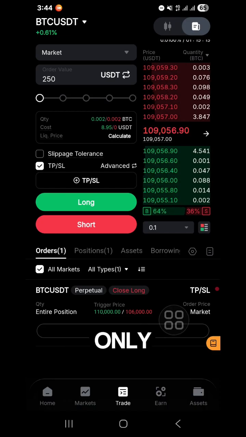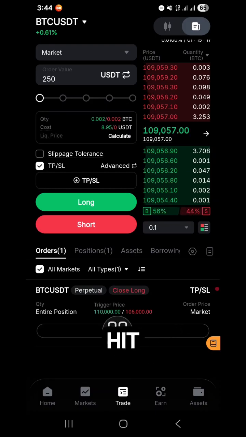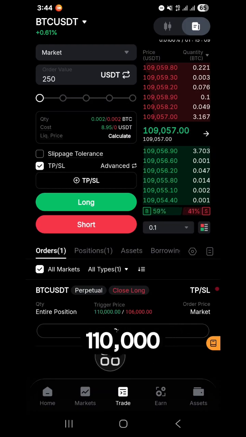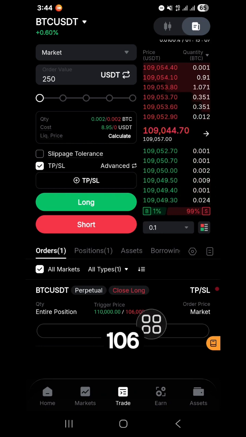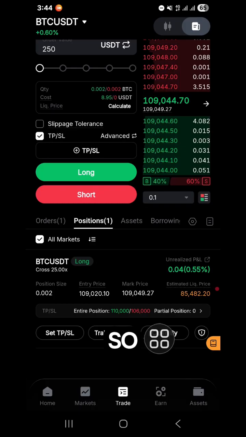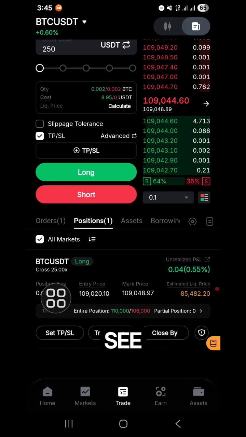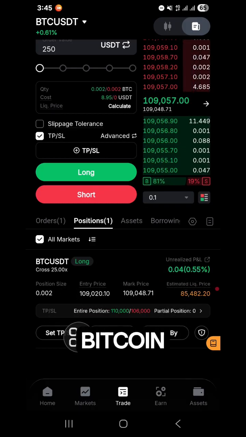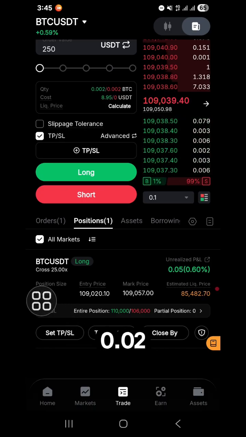It will only be executed when the price either hits my take profit, which is 110,000, or hits my stop, which is at $106,000. So as you can see right here, this is it. In this place, you get to see the position size, the amount of Bitcoin that I am using to trade, which is about 0.02.